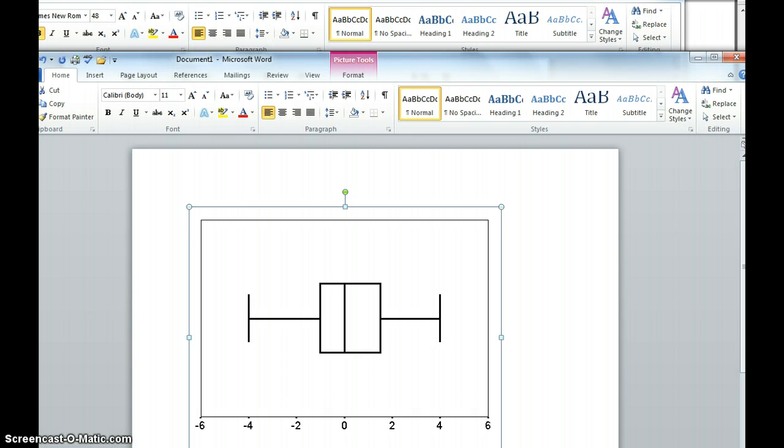So here's an example of graphing some data, where this would be our median, this would be our first quartile, our third quartile, and then these are called the whiskers of the graph.